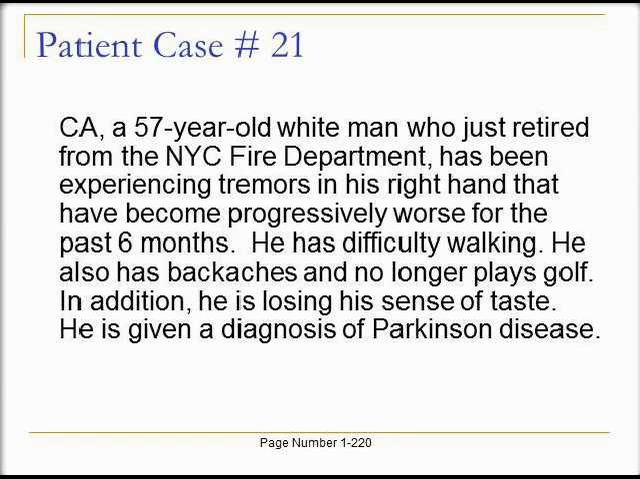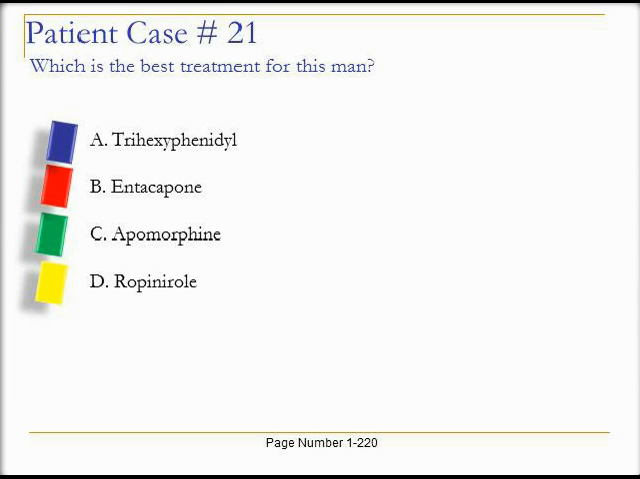Patient case 21. You all are hanging in there pretty well. CA is a 57-year-old white man just retired from the New York City Fire Department. He's been experiencing tremors in his right hand that have become progressively worse for the past 6 months. He has difficulty walking, he also has backaches, and he no longer plays golf. In addition, he's losing his sense of taste. He's being diagnosed today with Parkinson's disease. So what would you do? Would you give him trihexyphenidyl, entacapone, apomorphine, or ropinirole?